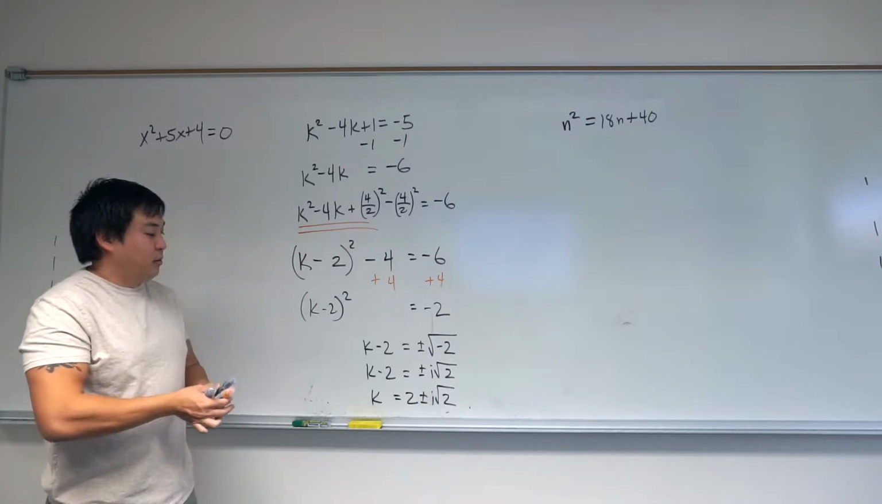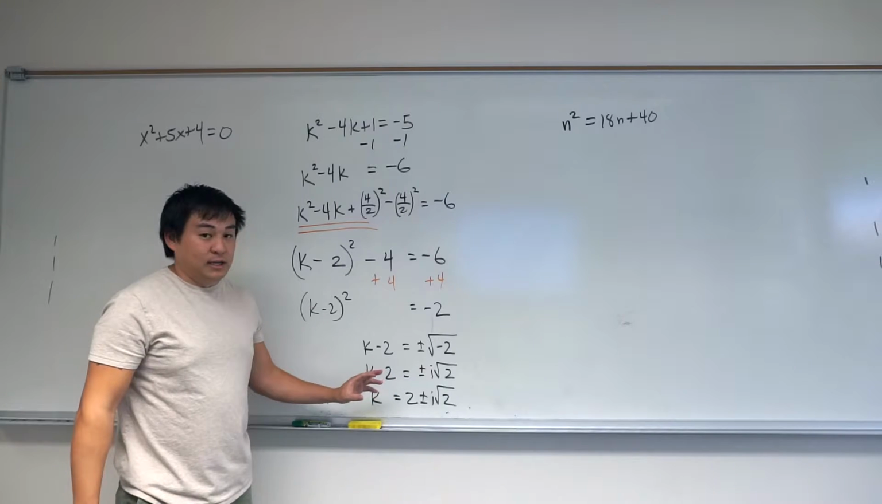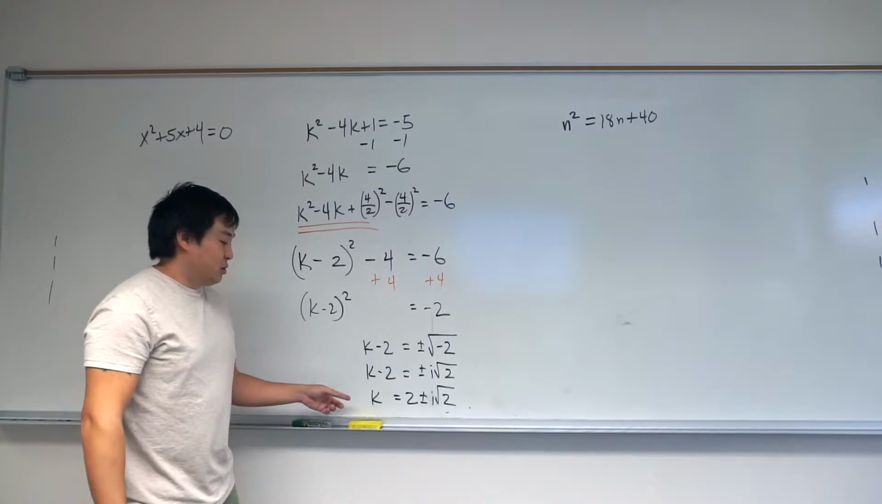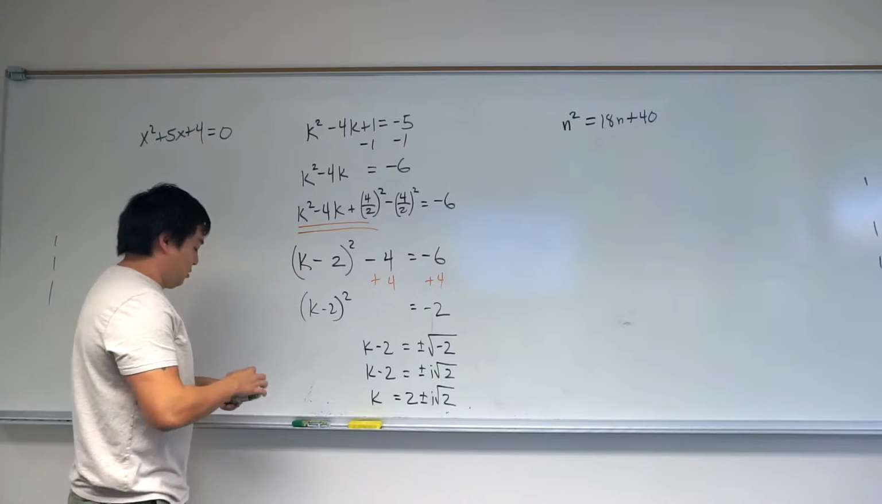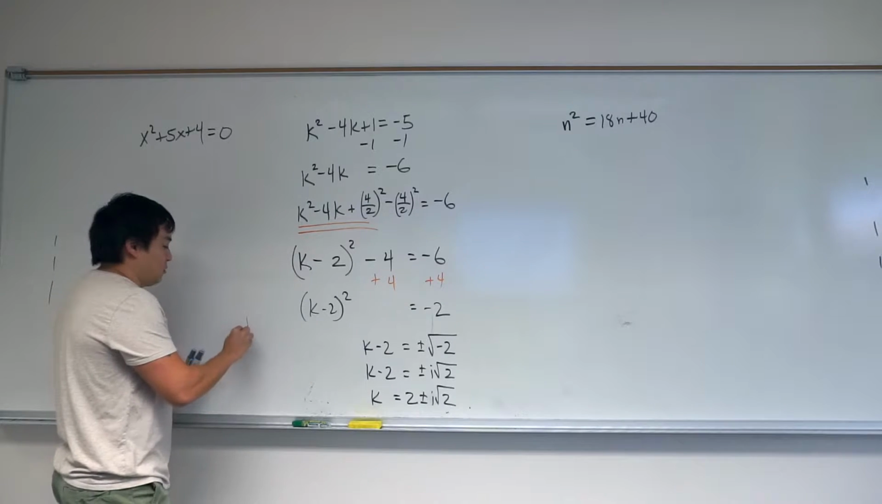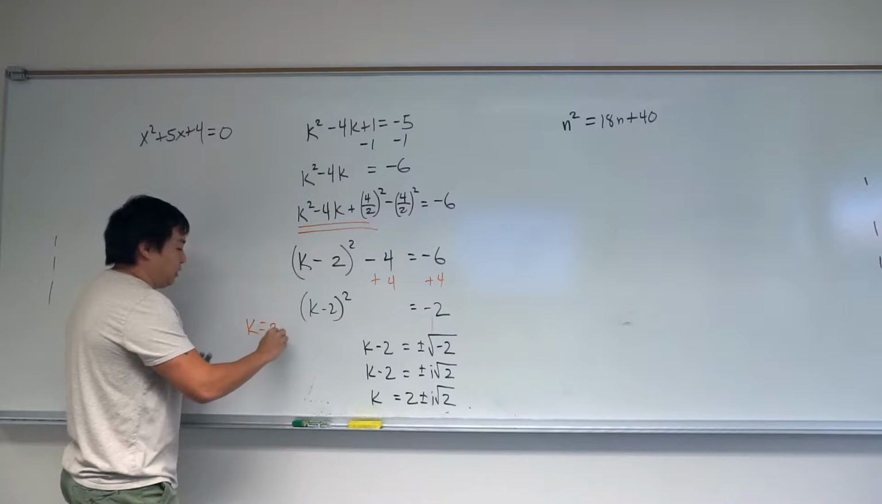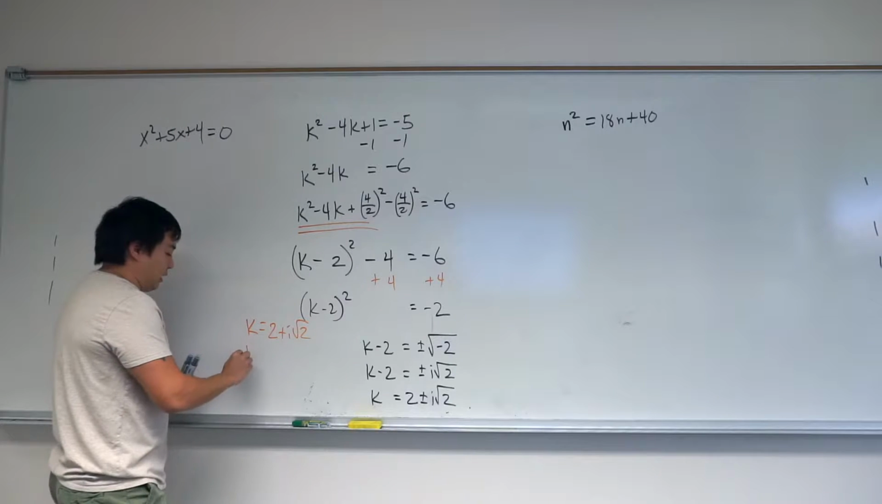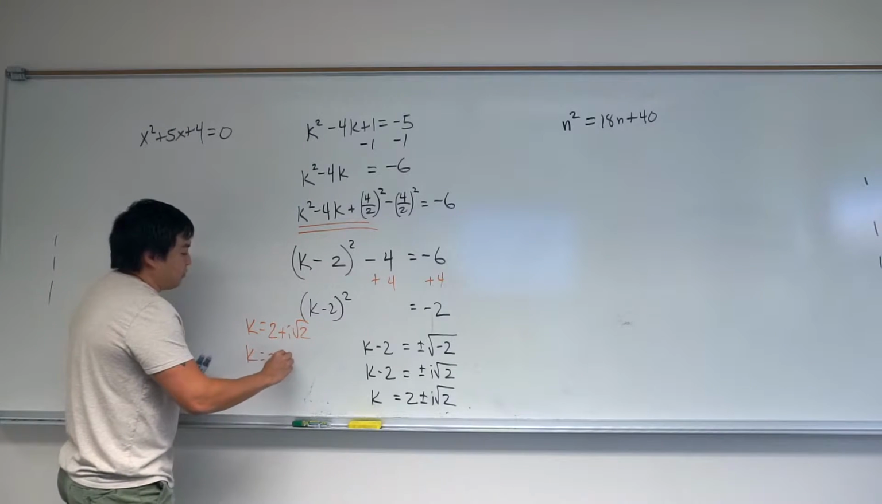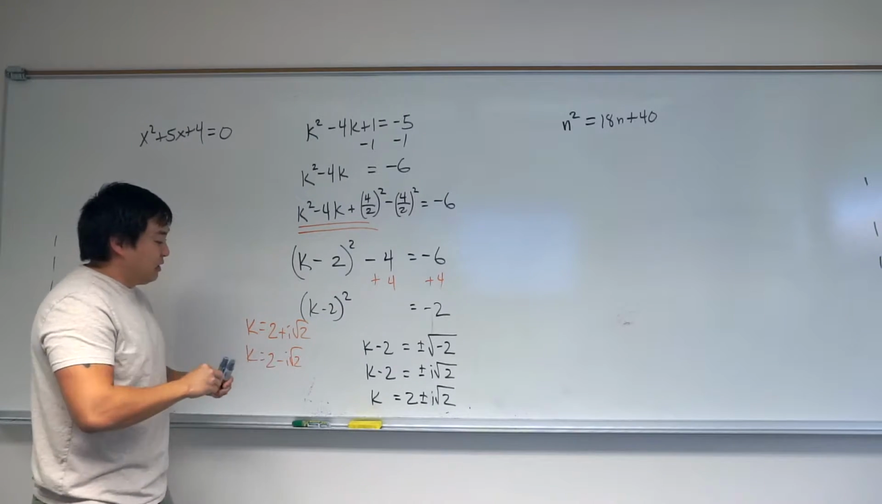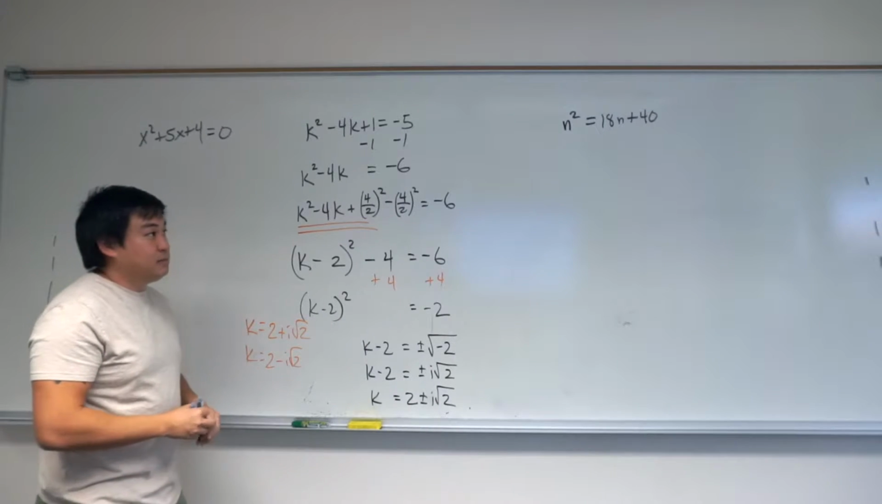In the other problem, we were able to evaluate the plus or minus. Here you cannot. So your answer is k is equal to 2 plus i root 2, and k is equal to 2 minus i root 2. And then you can leave it in that form because we can't evaluate.